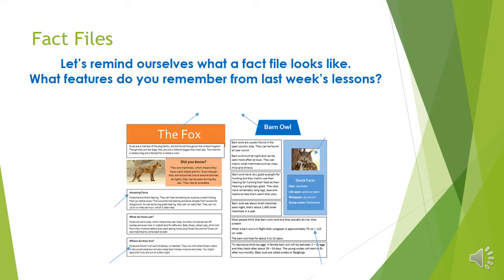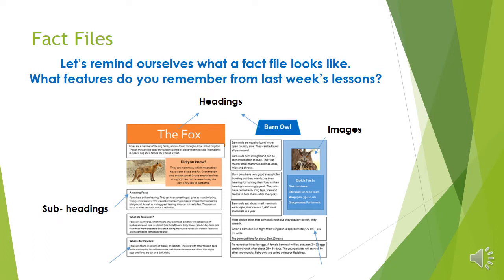Do you remember? So we have a heading. The heading, remember, is the title. It tells us what the fact files are going to be about. So here we had the fox and the barn owl. Then we have images. It's really important to use images in your fact files so that people know what you're talking about. They might not know or have not seen what it is that you're talking about.